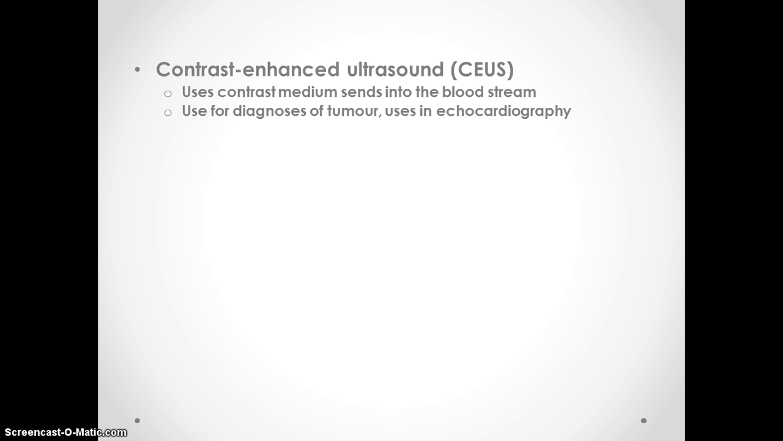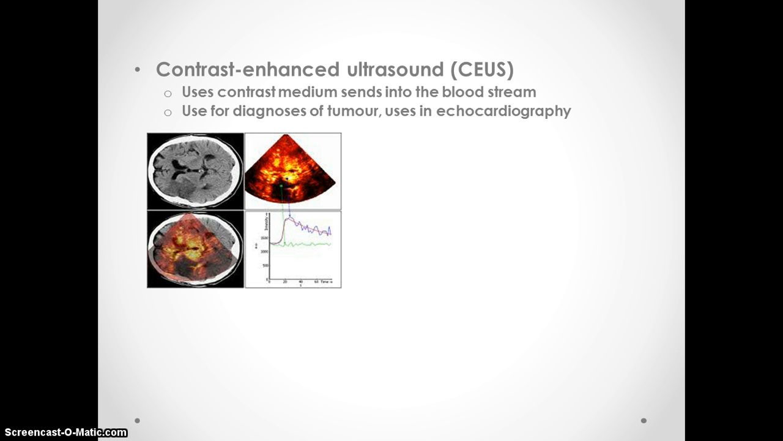Next type is contrast ultrasonography. It uses contrast medium sent to the bloodstream. It uses encapsulated gaseous microbubbles so blood can reflect the waves better. It's used in diagnosing tumors because there's a contrast uptake of bubbles between the tumour and the tissue around it. It uses colours such as red to show the tumour is very malignant, or green and yellow, which means that it has a high probability of being malignant.